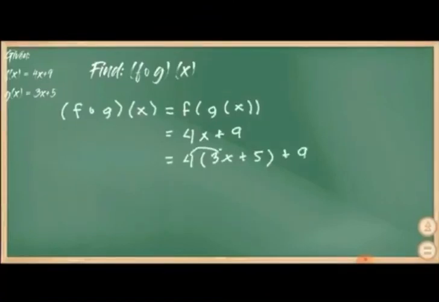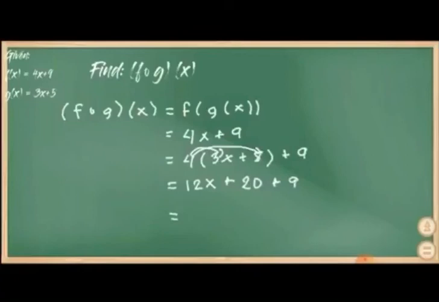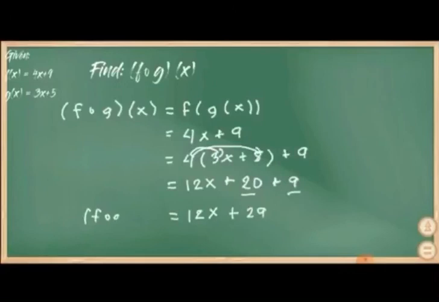4 times 3 equals 12x plus 4 times 5 equals 20. Then you're going to copy 9, then equals, you're going to copy 12x plus 20 plus 9 equals 29. So that your f circle g of x is 12x plus 29. So you have finally understood how to solve the composite function.